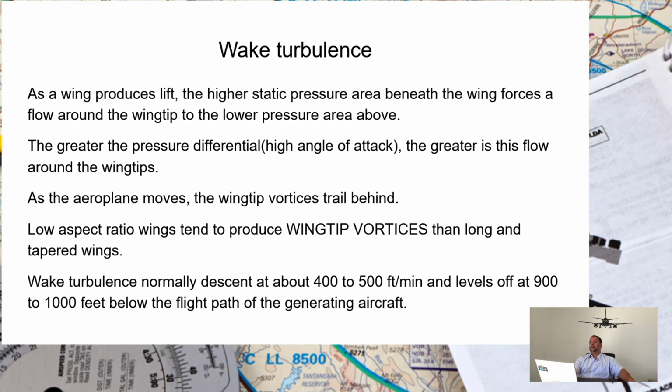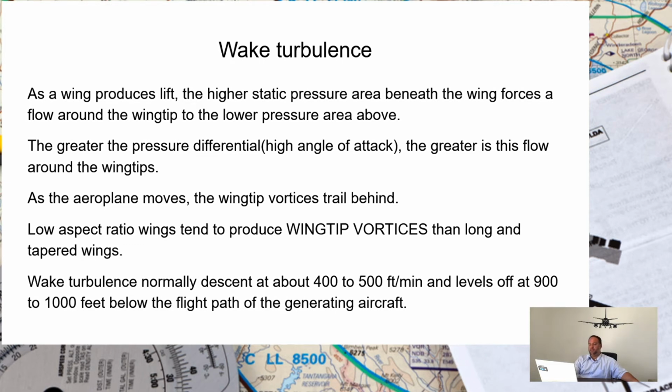Wake turbulence: the wing produces lift. The highest static pressure air beneath the wing forces a flow around the wingtip to the lower pressure area above. We talked about that in the previous class. The greater the pressure differential, with high angle of attack, the greater the flow around the wingtips. As the airplane moves, the wingtip vortices trail behind. Low aspect ratio wings tend to produce stronger wingtip vortices than the long and tapered wings.